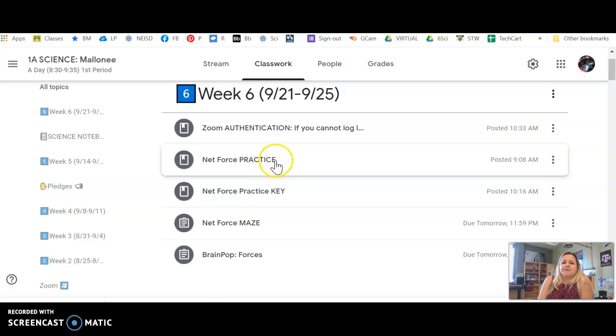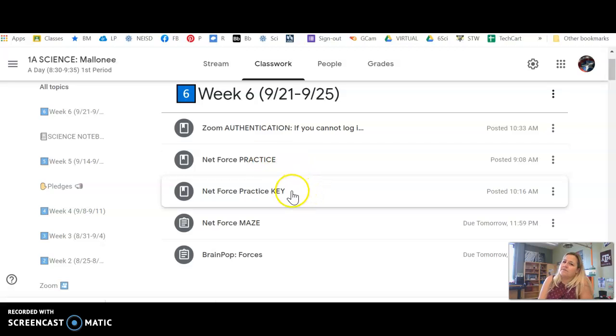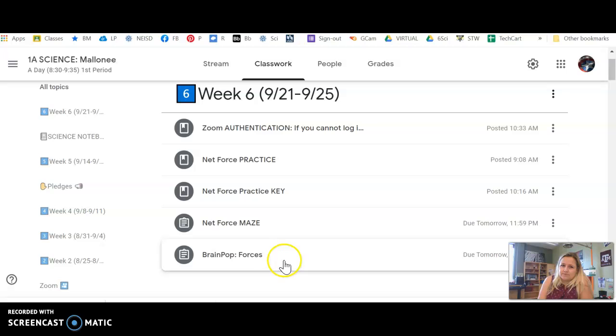Okay, you'll see we're going to do some practice, and then you can check yourself. You'll have a maze and a Brain Pop to do. But first, we have notes to put in.